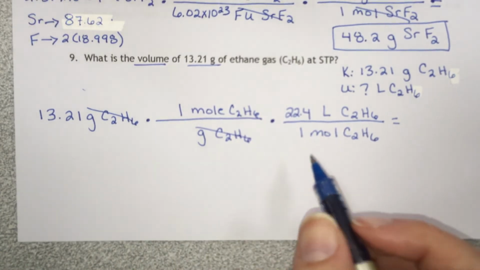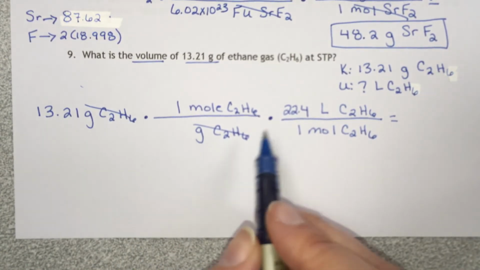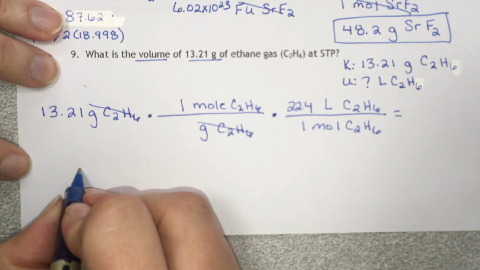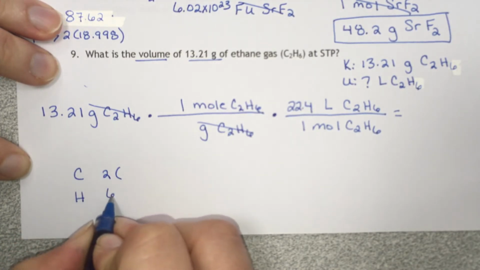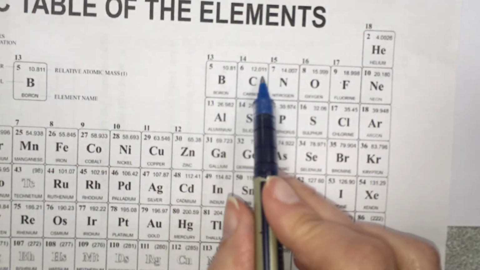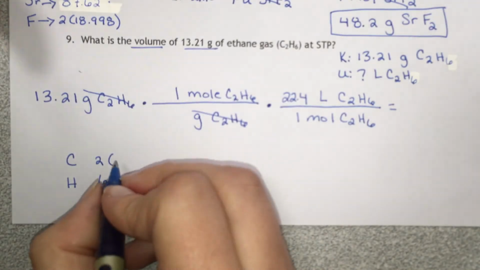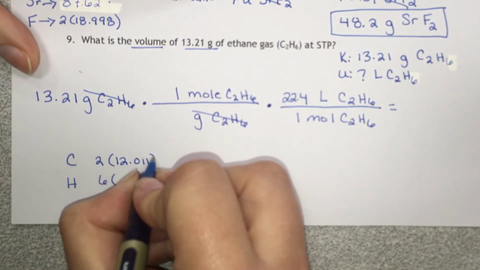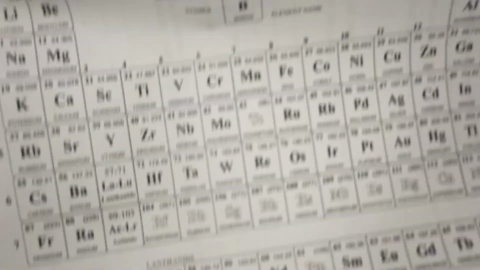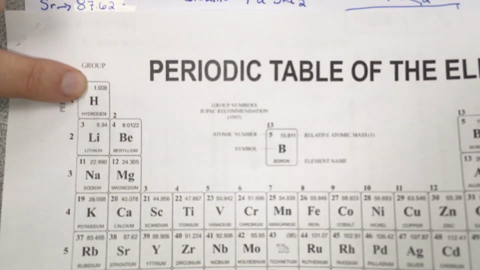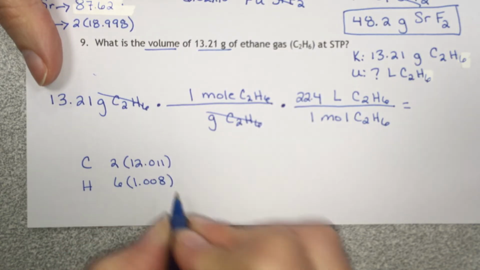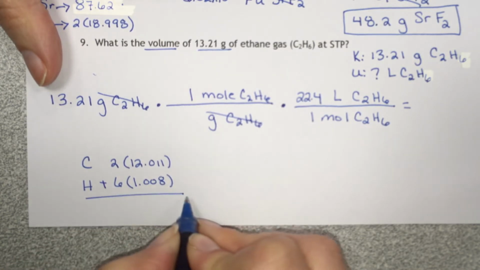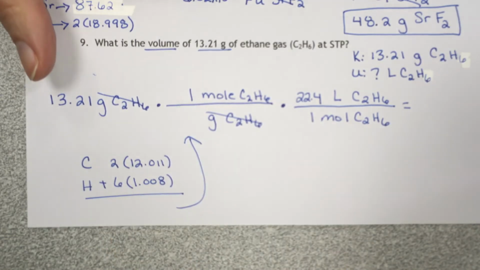All right, so now all we really have to do is calculate what the molar mass of this thing is. So we have carbon, and we have 2 of them. And we have hydrogen, and we have 6 of them. So carbon weighs 12.011. Hydrogen weighs 1.008. Add them together, and whatever that is, we'll put right there.